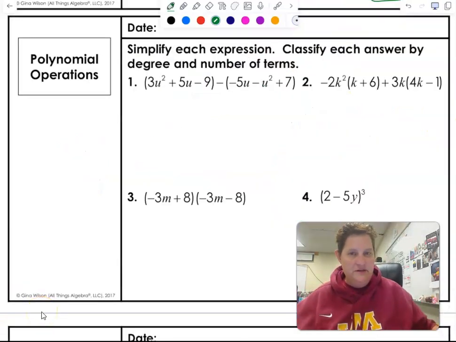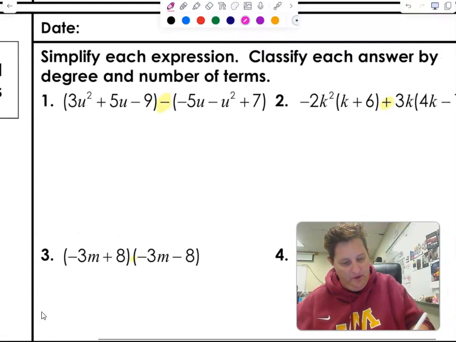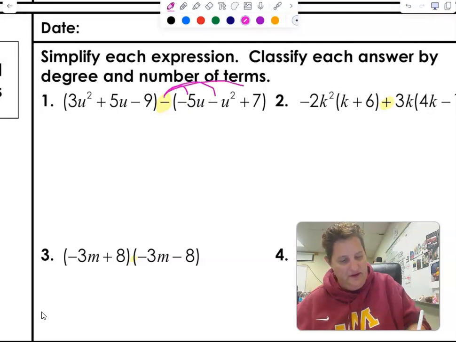Okay, guys, for this next section, we were just doing some polynomial operations, right? So specifically adding, subtracting, and then multiplying, and this is more multiplying. All right. Now, the one thing you've got to be really careful about: when you're subtracting, you need to distribute the negative to everything that comes after the subtracting sign, okay?